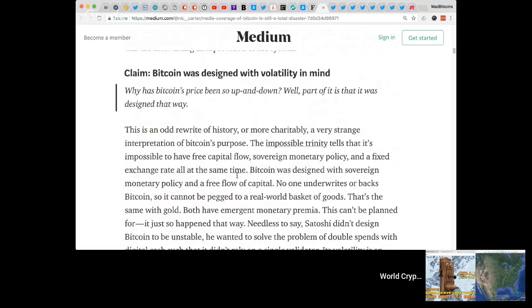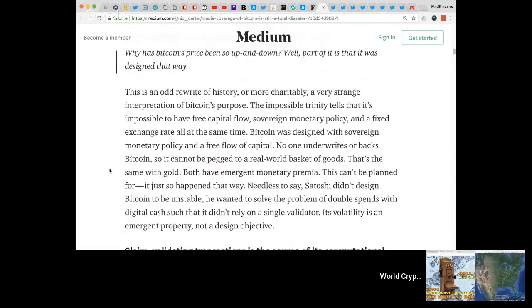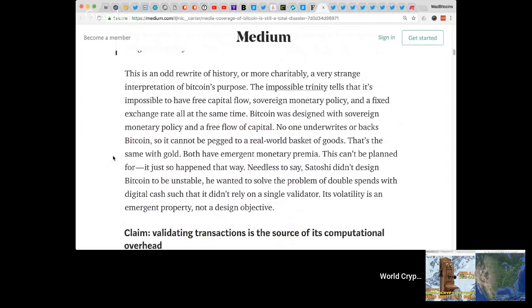Claim number two: Bitcoin was designed with volatility in mind. Why has Bitcoin's price been so up and down? Well, part of it is that it was designed that way. And as he's saying, this is an odd rewrite of history or a strange interpretation of Bitcoin's purpose. The impossible trinity tells us that it's impossible to have free capital flow, sovereign monetary policy, and a fixed exchange rate all at the same time.